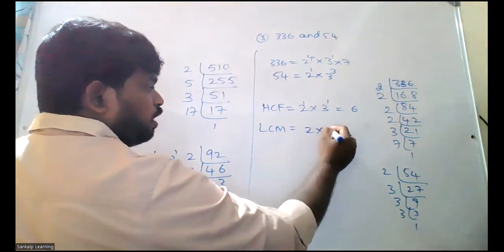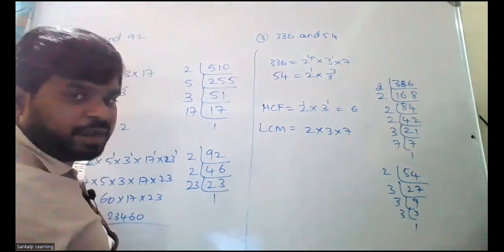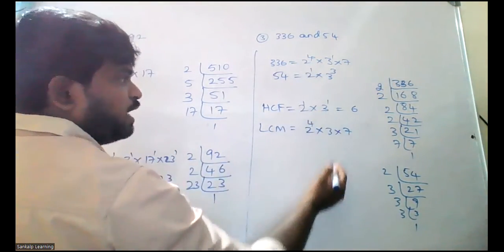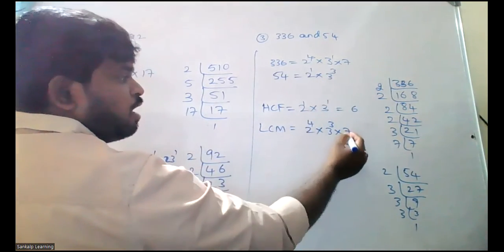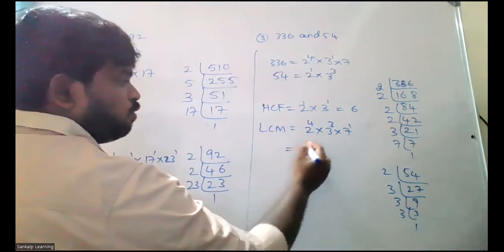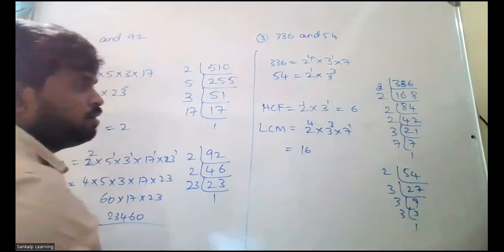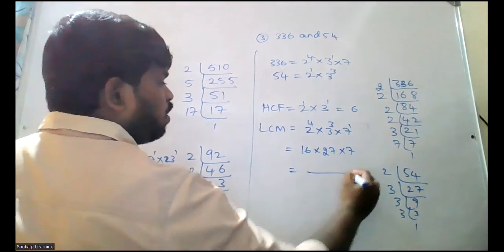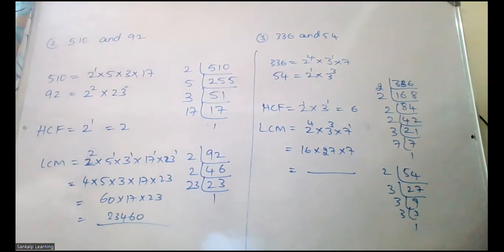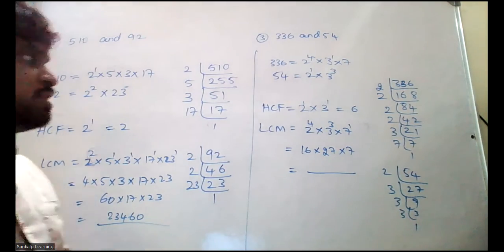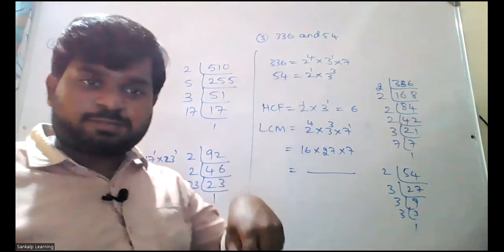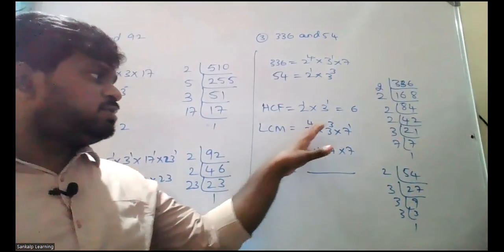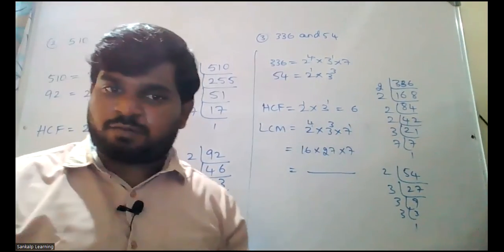You got 2, you got 3, and you got 7. These are the different prime numbers that are involved. Highest power of 2 is 4. Highest power of 3 is 3 itself. And highest power of 7 is 1 itself. 2 power 4 is 16. And 3 cube is 27 into 7. Multiply all these things, you get the LCM. So to find the HCF, you have to take the common prime numbers with least power. LCM, all the different prime numbers with their highest powers. Okay.